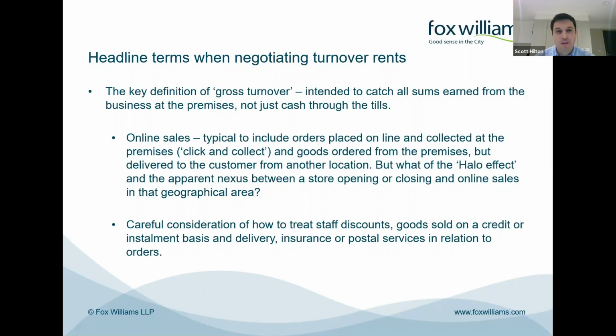Other issues can arise in the context of the definition of gross turnover. Landlords will want to ensure that the turnover element is by reference to income receivable, not income received. Landlords want to ensure that they do not lose turnover because of the tenant's bad debts or installment arrangements agreed with customers. For tenants, they want to ensure that any delivery or postal charges taken into account in the turnover calculation are limited to the profit element only and not the actual cost of providing those services. So that's some of the issues that can arise in terms of the definition of gross turnover.